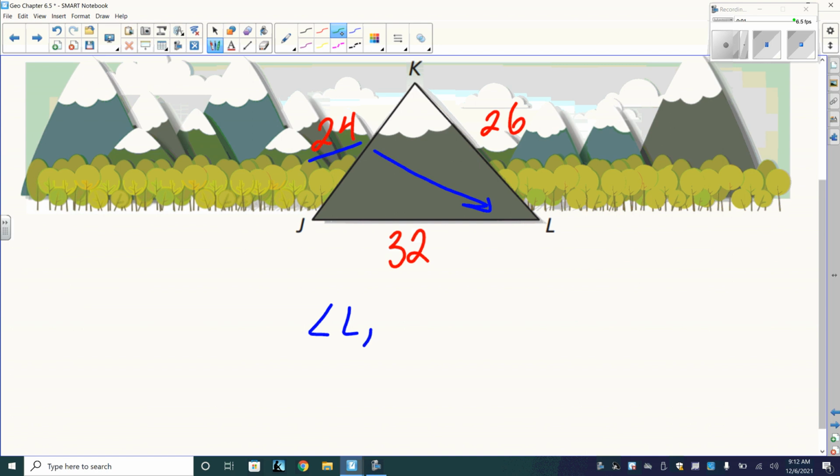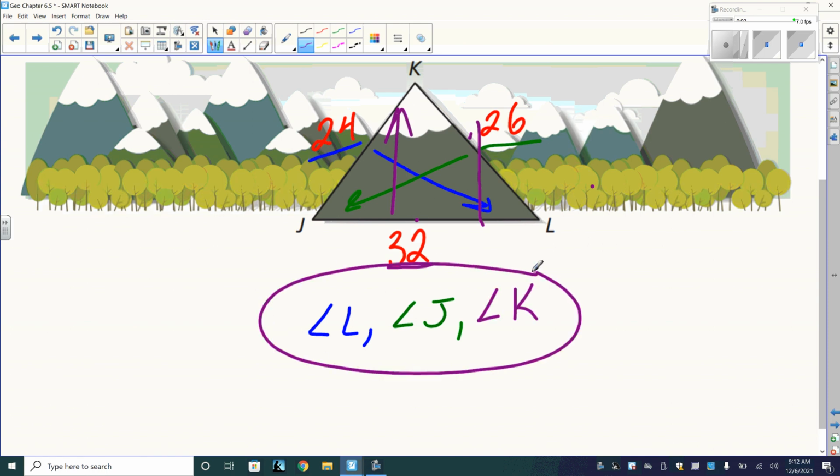What's the next biggest size? 26, which would be angle J, which leaves us with the biggest side of 32. So the biggest angle is angle K. And that's it. Biggest angle opposite the biggest side, smallest angle opposite the smallest side.